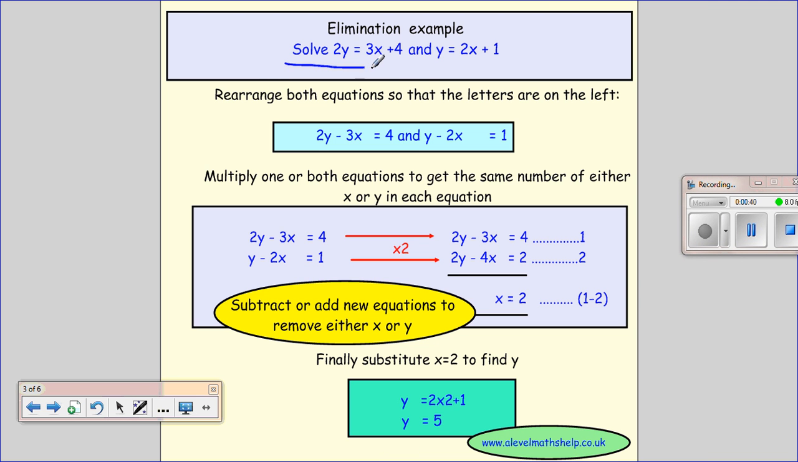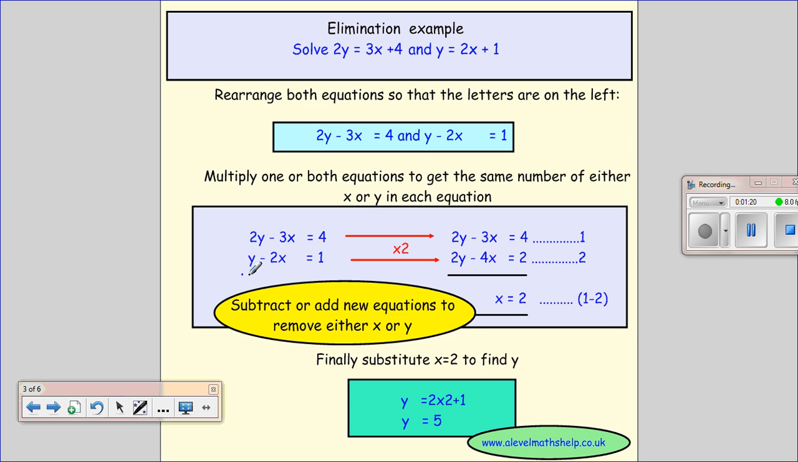Okay, so the elimination method first. We have something which looks like this, and we want to solve it for x and y. The first thing we have to do is rearrange it to get the x and y's on the same side. So this one becomes 2y minus 3x equals 4, and this one becomes y minus 2x equals 1. And actually you don't need to write it separately up there, just go straight in and write it here. You then have a little look and see if there's anything you can multiply one of your equations by, so you end up with the same number of either x's or y's in both equations.